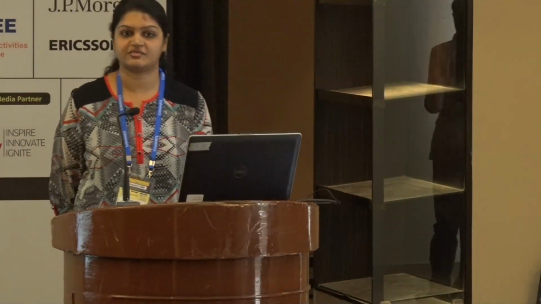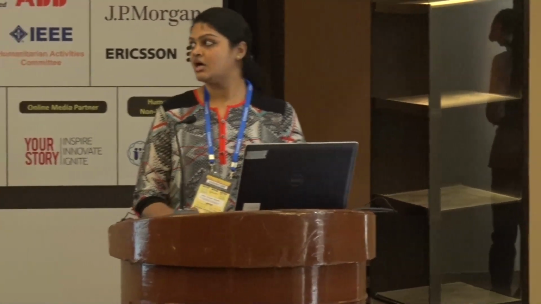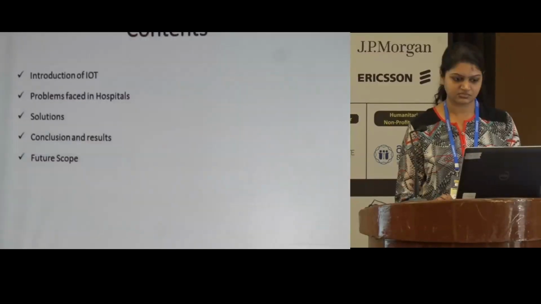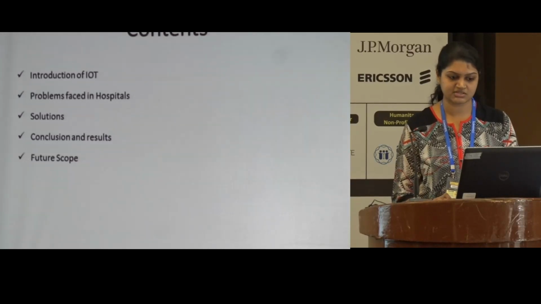Hello, good morning everybody. My name is Hetvi Gandhi. Today I am here with my friend Aditi Patade. We both took this project in our bachelor's program under the guidance of Ms. Nidhi Sharma. The title of our paper is IoT Solutions for Hospital. I will be covering all these contents.